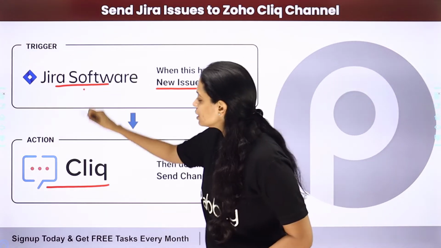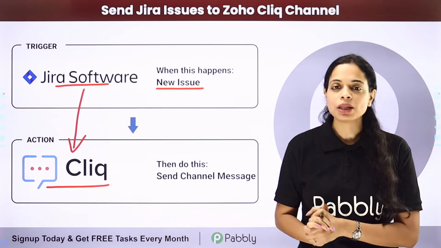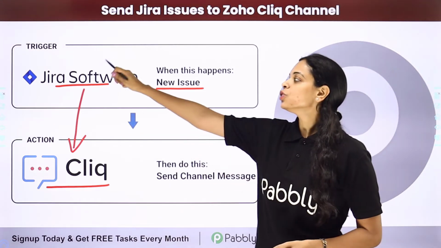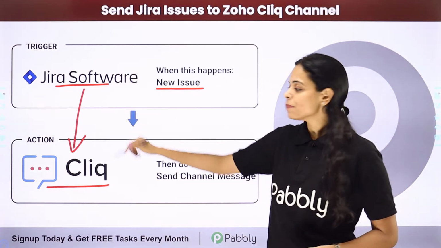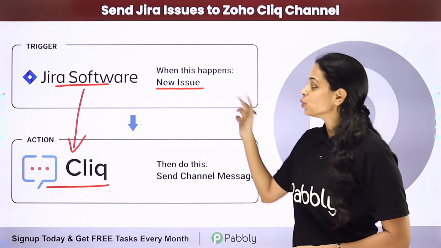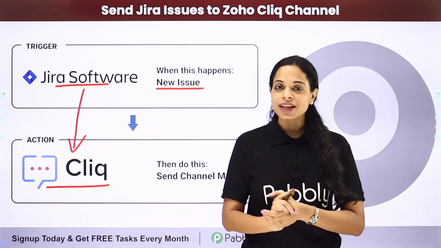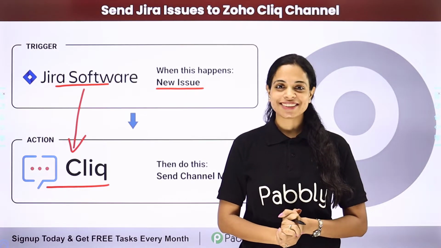For this, you will have to set up some integration between the two applications, and the same thing can be done using Pabbly Connect software. Here, your trigger application would be Jira software and your action application would be Zoho Cliq. Now, how can you integrate and automate this entire process yourself? To know that, let me take you to my screen.